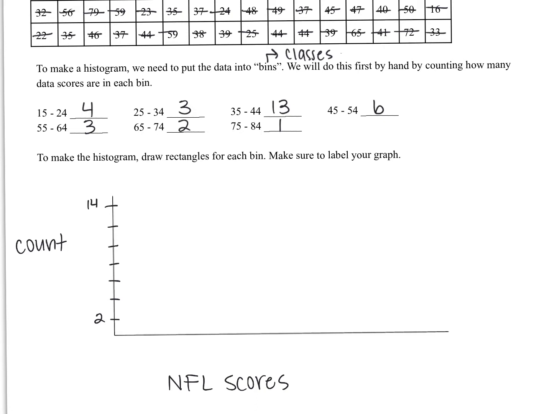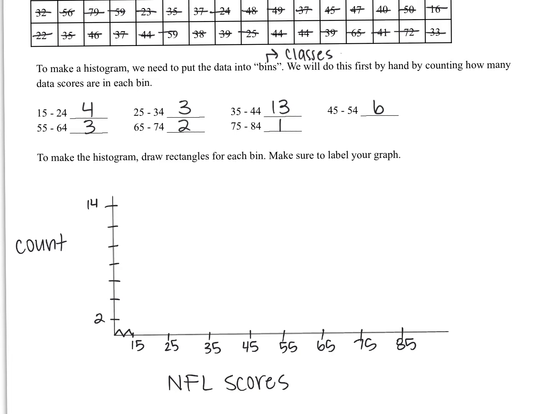And when I'm creating my x-axis, what I'm going to do first is skip 0 to 14, because I don't have any values in that first class, so I don't need it. So I'm going to use a symbol to indicate I've skipped those numbers, and then I'm going to start at 15. Now, when I'm labeling my x-axis, I start with the first number of each class. So that's going to be 15, 25, 35, 45, 55, 65, 75, and then 85, because I do need an ending number for my last class.